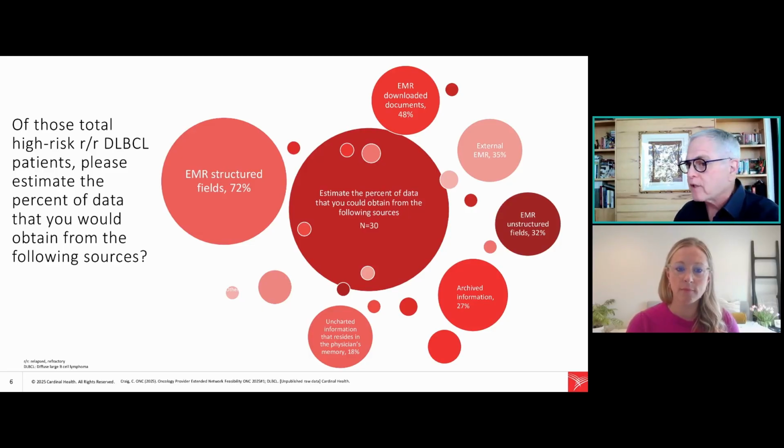Our next-gen sequencing, we may have ordered rather than being done reflexively at the institution, so it's going to be in a PDF. And so you get a sense from a broad network how often they're going to have to go after these different aspects of the data from these different data sets to really fully complete the queries that would be needed to understand the full patient journey.